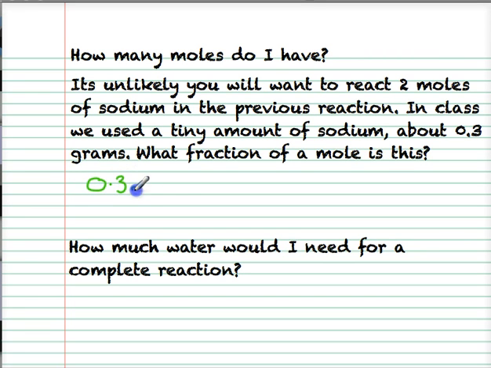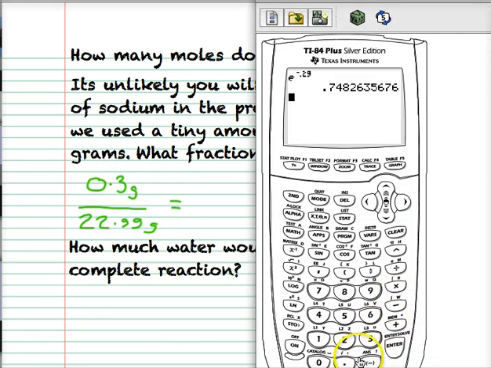0.3 grams, that's how much we've got. Divide that by the average molar mass, or the molar mass, which was 22.99 grams. Divide those two together and you will find the fraction of a mole that you have. So 0.3 divided by 22.99 gives us 0.013 of a mole.